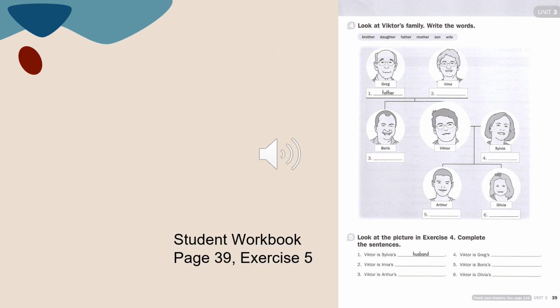Now we'll do exercise 5. You had filled out the family tree in number 4, where Greg is the father, Irina the mother, Boris is a brother to Victor, Sylvia is Victor's wife. Arthur is Victor and Sylvia's son. Olivia is their daughter. So now in number 5, you're going to write the answer.